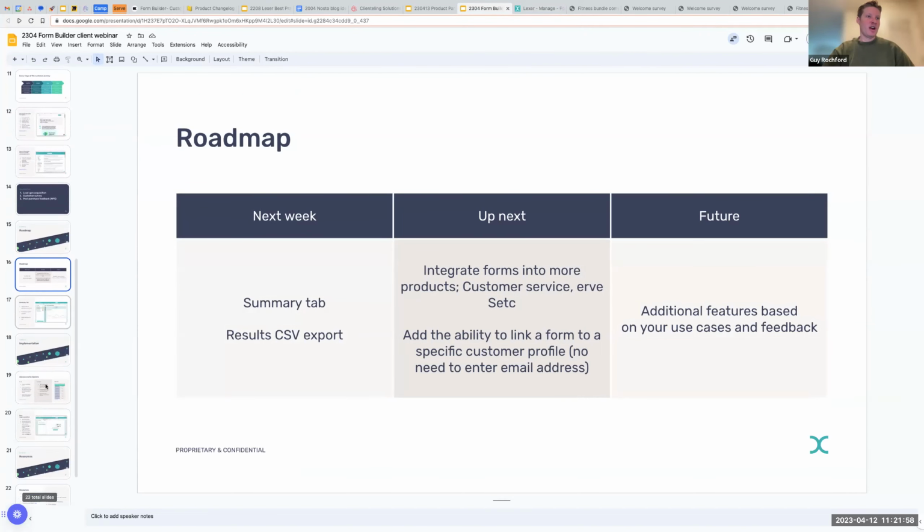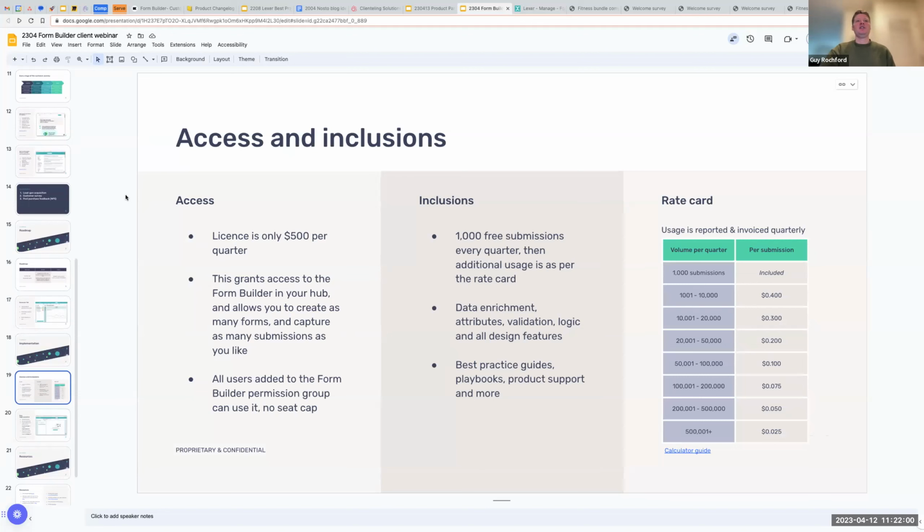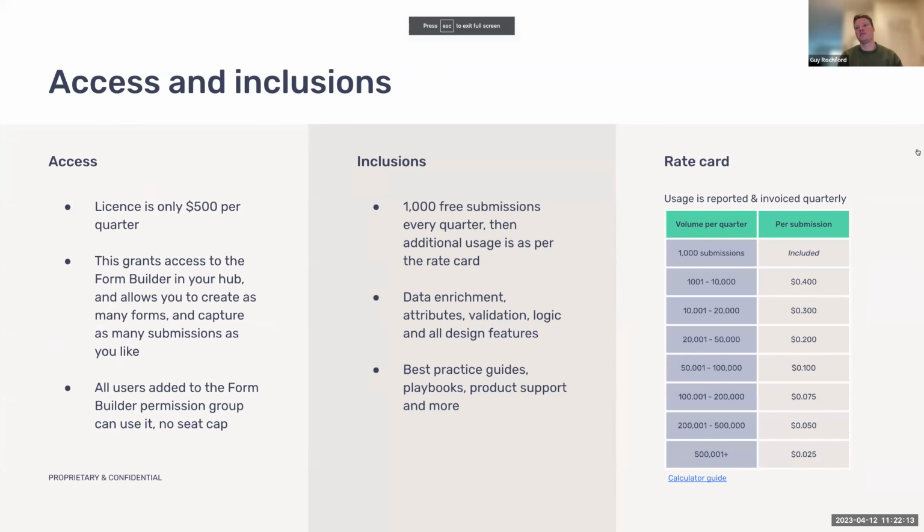There is a consideration around implementation. In terms of access and inclusions, there's a fee to access the Form Builder license, but that fee is only $500 per quarter. What that allows us to do is turn on access to forms in your hub. That grants you the ability to create as many forms as you like and capture as many submissions as you like. Also, as many people or users can use forms as you like, so there's no seat cap. Within that $500 per quarter, so 3 months, it includes 1,000 free submissions.